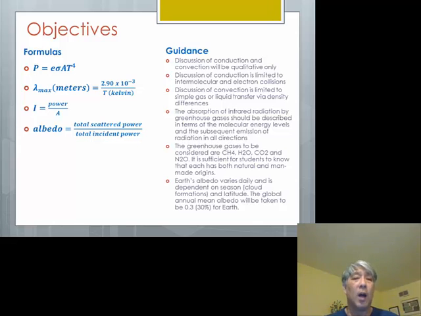Okay. Under formulas, we have quite a few formulas. One is the definition of albedo down on the bottom. The top one is the Stefan-Boltzmann law that says power is equal to emissivity, the Boltzmann constant, area, and the 4th power of temperature. Okay, and so that one's interesting there. And then we'll be looking at Wien's law, which is basically the peak wavelength for a given temperature. And then intensity is power divided by area. Okay, the guidance is shown here.